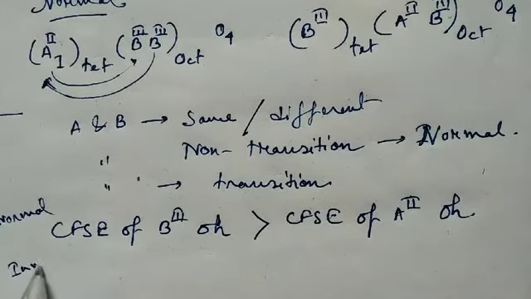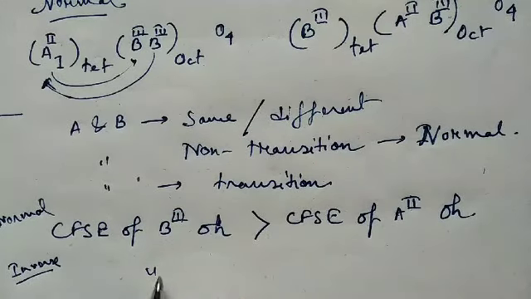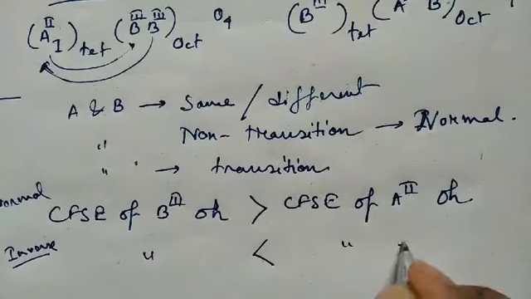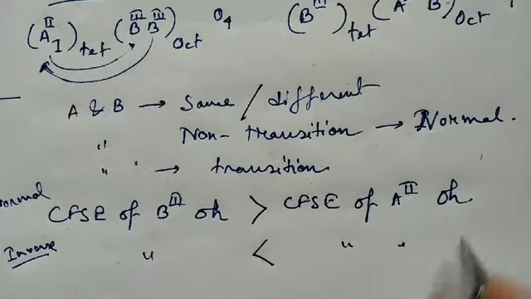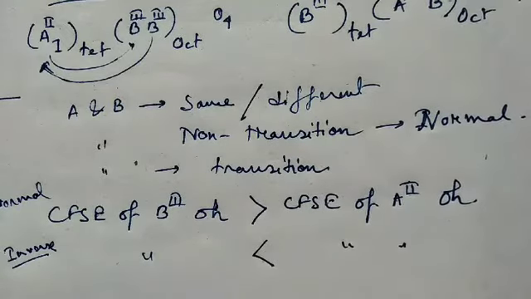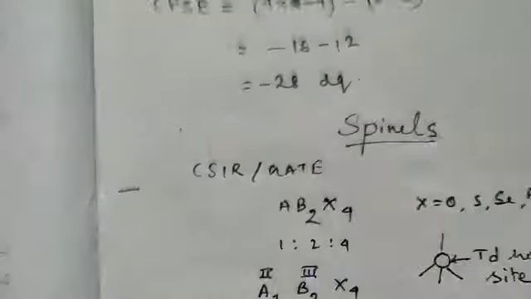And what will be the inverse then? If the CFSE of the tripositive cation in the octahedral hole is less than the CFSE of the dipositive cation in the octahedral hole, then it will be an inverse spinel. Let us check some examples so that it will be very clear to you. Okay.